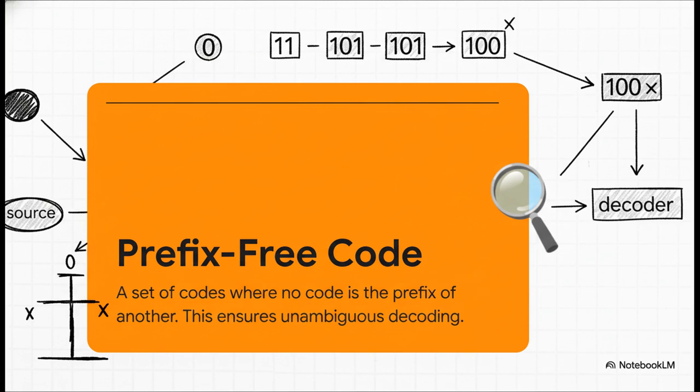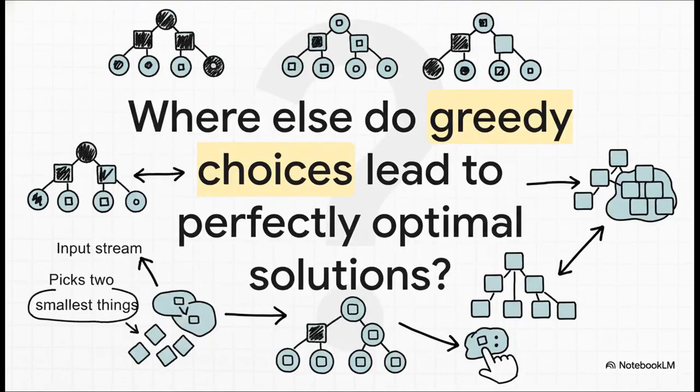Look at our list. The code for D is 0. But notice, no other code starts with a 0. This is guaranteed because in our tree, every single character is at the very end of a branch. It's a leaf. You can't go any farther. This brilliant little detail means the computer can read a long string of bits and decode it perfectly with 0 confusion. And that really is the elegance of Huffman coding.